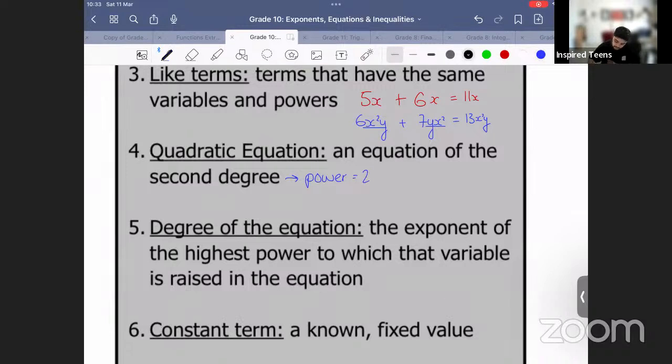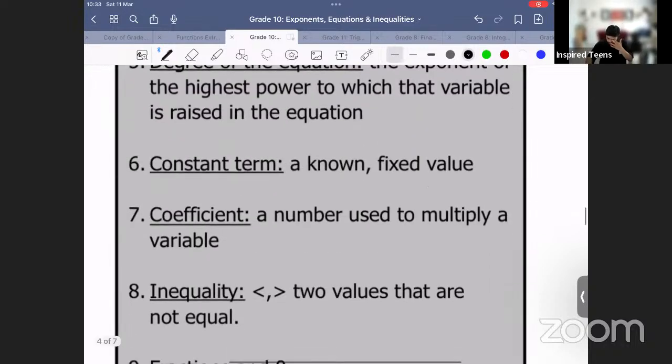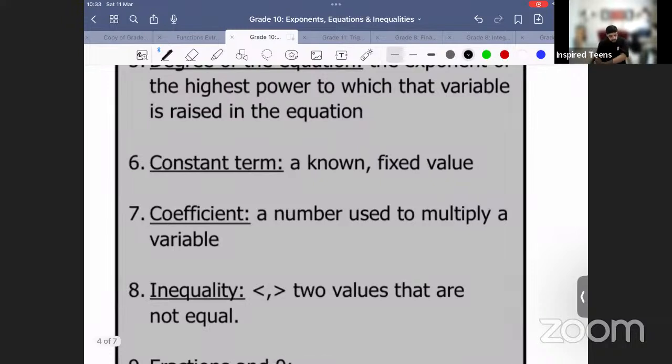So example, x squared, as opposed to just having x. Okay, degree of the equation, it's the exponent of the highest power to which that variable is raised in the equation. Okay, we spoke about that. Constant term is a known or fixed value. Basically, anything that doesn't have a variable, it's just a number. Okay, we can call that the constant term.